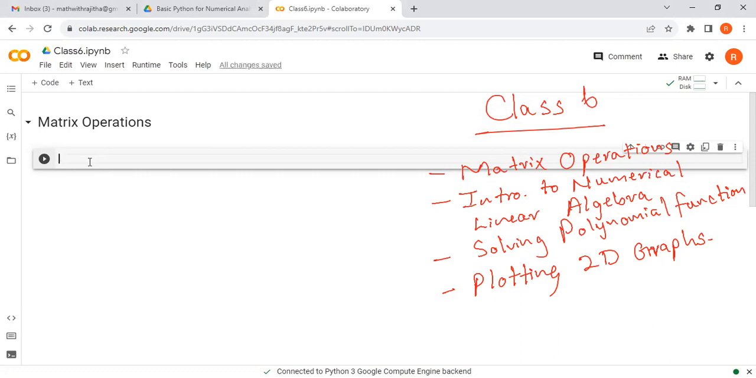Last week we learned how to write or define a matrix in Python. So let's apply some methods on that. First, we'll look at how to get the transpose of a matrix.